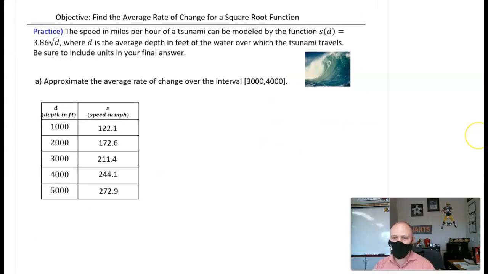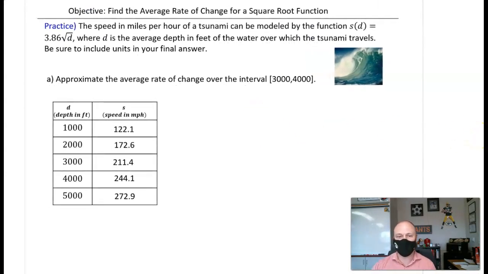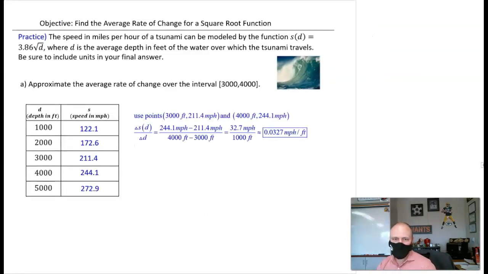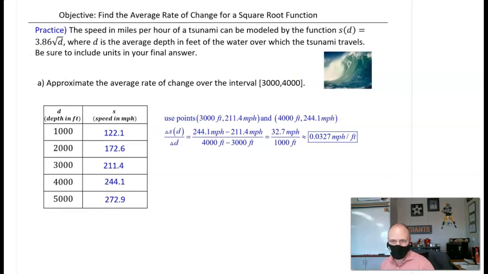All right, here's a practice problem. Please go ahead, pause the video, give this one a go. Okay, hopefully you gave that one a go. Here is the solution to the practice problem.